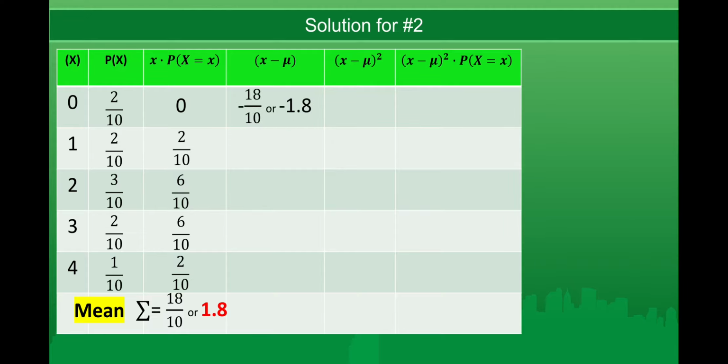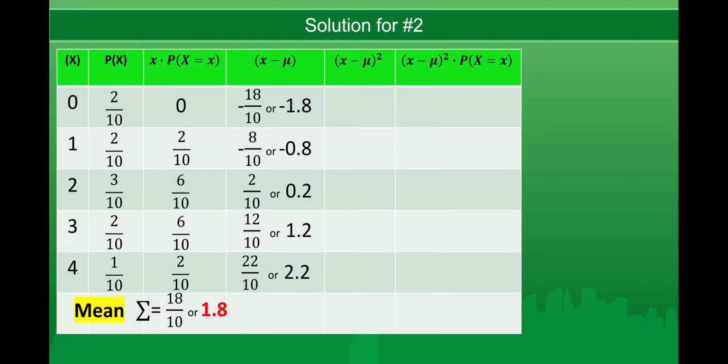Then we have now the fourth column, which is the difference of the values of x and the mean. That is 0 minus 1.8. This is negative 18 over 10 or negative 1.8. Then 1 less 1.8 is negative 8 over 10 or negative 0.8. Then 2 less 1.8 is 2 over 10 or 0.2. Then 3 less 1.8, we have 12 over 10 or 1.2. Then we have 4 less the mean 1.8 is equal to 22 over 10 or 2.2.